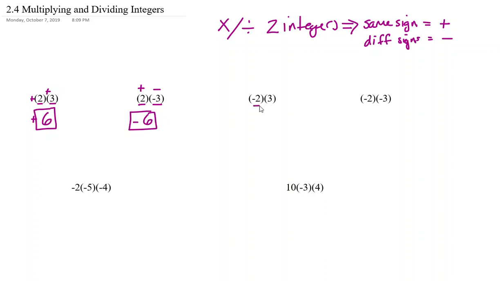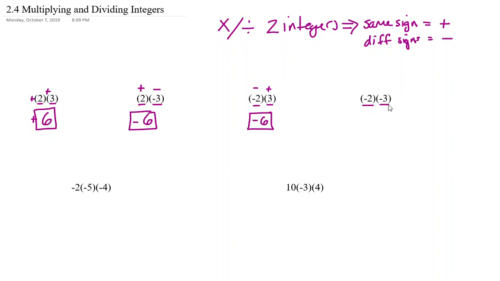Piece of cake. Negative 2 times 3. Well, 2 times 3 is 6. One sign is negative, one sign is positive. Different signs, so the answer is negative 6. So notice we get negative 6 whether it's negative 3 times positive 2 or negative 2 times positive 3. Same answer. Okay, now here's the tricky one.